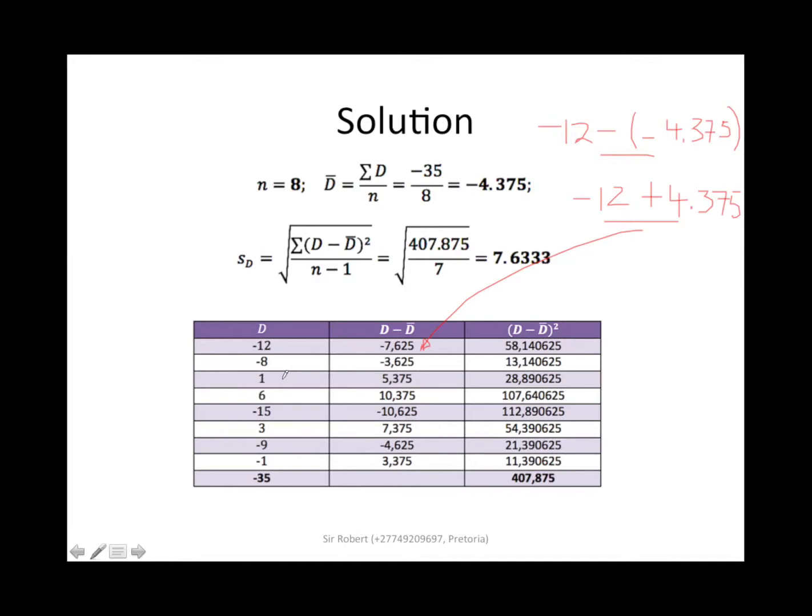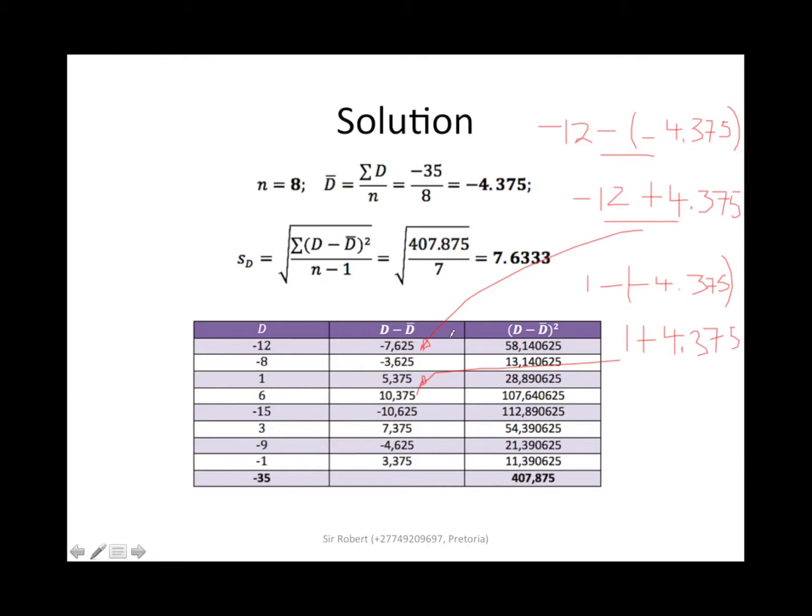It's the same for this one. So maybe let's try this one. When you say 1 minus minus 4.375, it becomes positive. So it becomes 1 plus 4.375. When you do that, you get this one. So the trick here is to know that minus minus is equal to positive. The sign will change. If you do that for all these ones, you are supposed to get these figures.